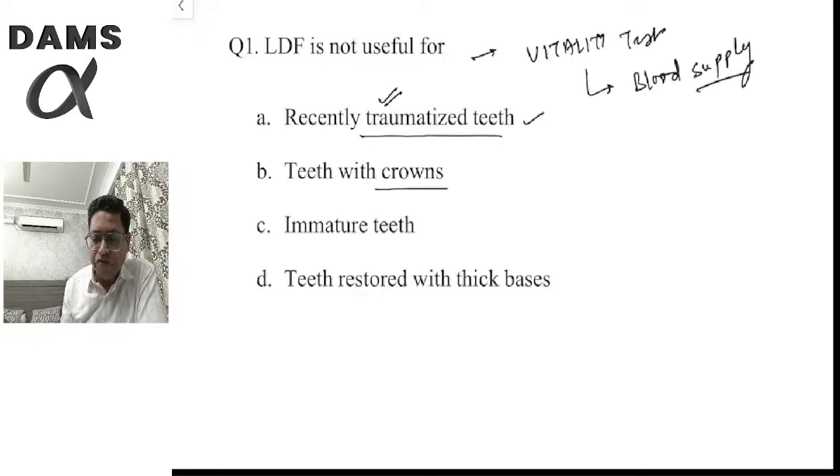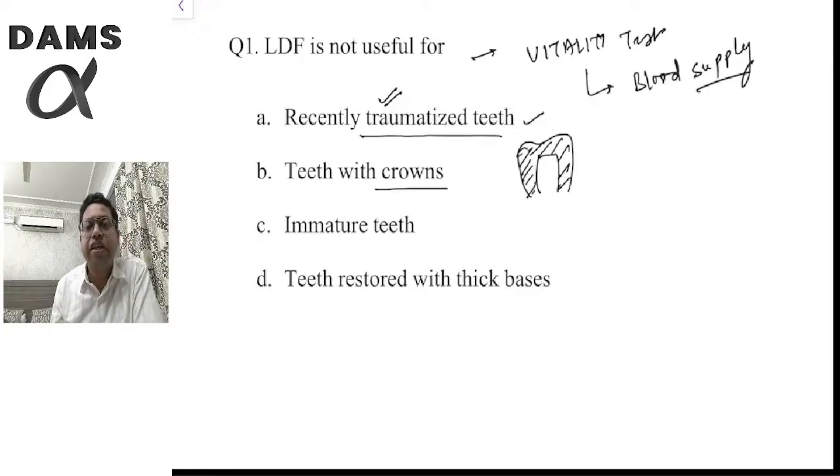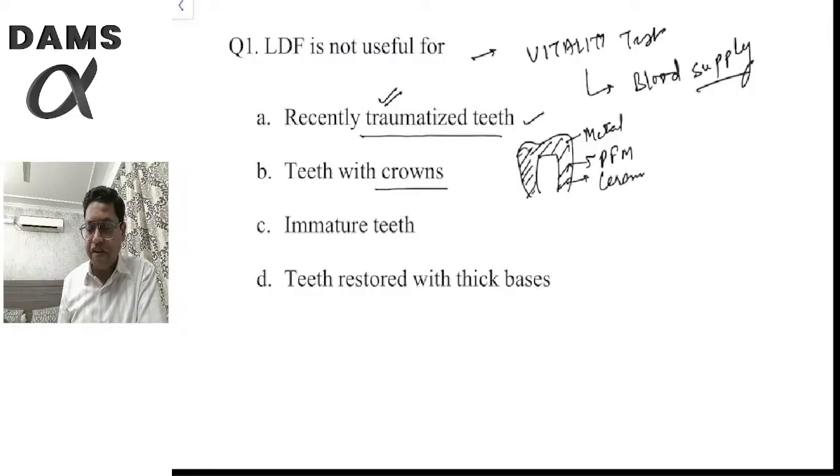Coming to option number 2, teeth with full coverage crowns. Now suppose there is a tooth which is covered with a crown. This crown can be a metal crown, isn't it? It can be a PFM crown, or it can be a full ceramic or metal free crown.